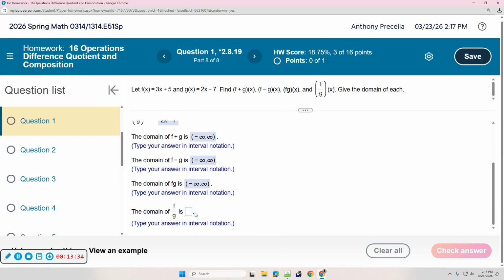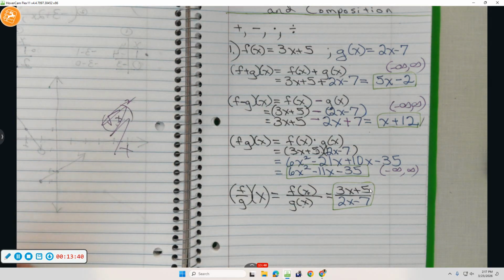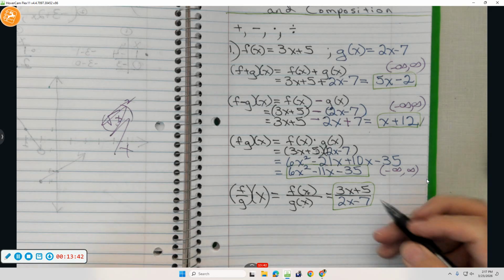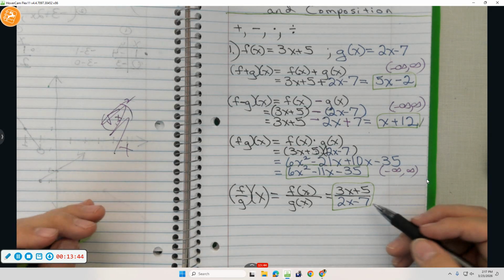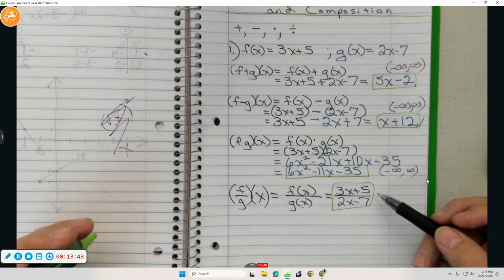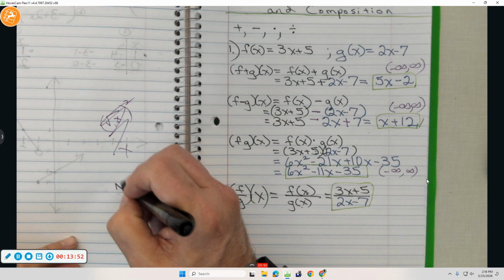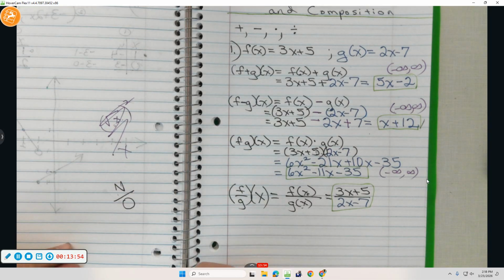F divided by g is more involved. We're not going to produce imaginary numbers. This function is not going to produce imaginary numbers because there's no square root. But there is a time when we'll get an undefined result. When is a fraction undefined? When you have a number over 0.